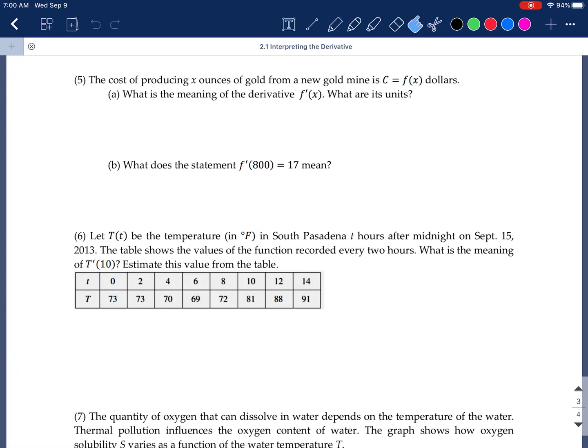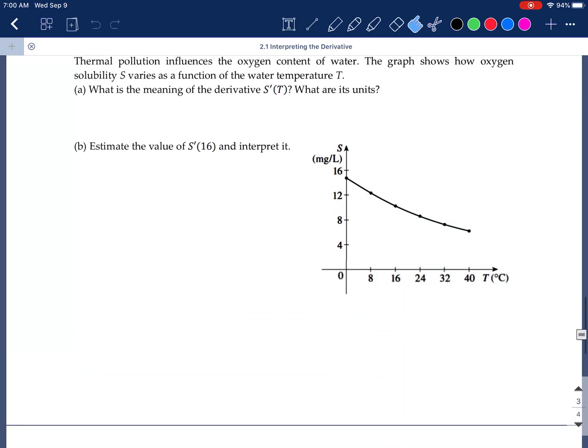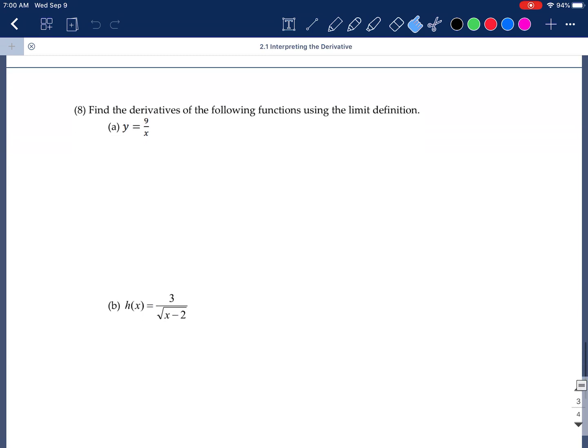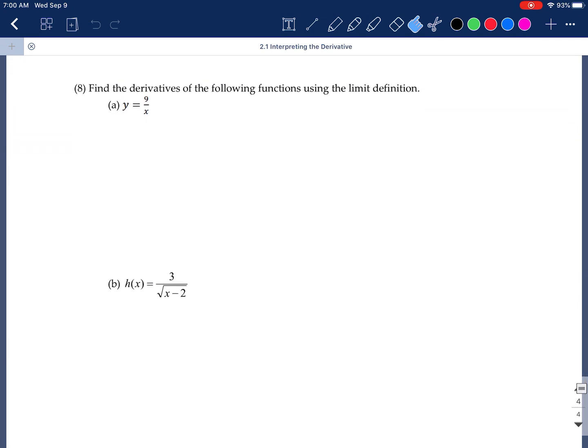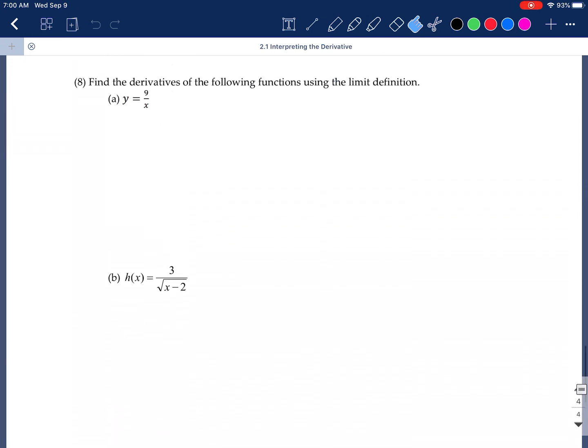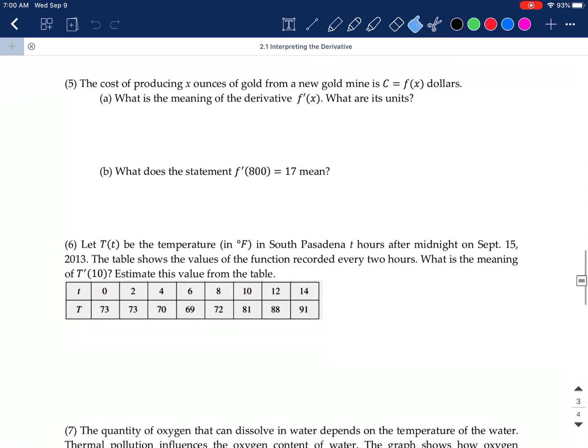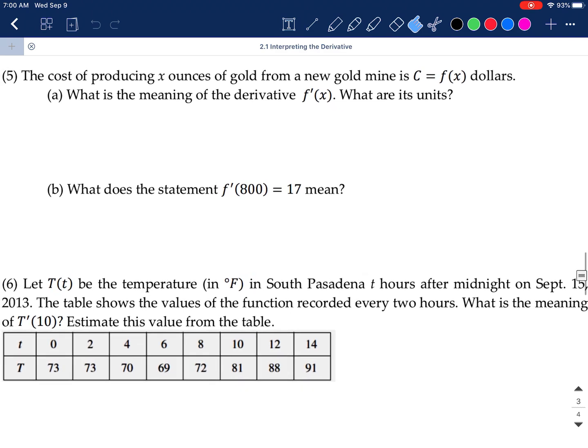Welcome back everyone. So we're going to look at examples 5, 6, and 7. And then we've got some additional examples below, but these are just going to be using the limit definition of the derivative. So those I think I'll leave for you to do on your own. But I do want to talk about the interpretation in context for the derivative.